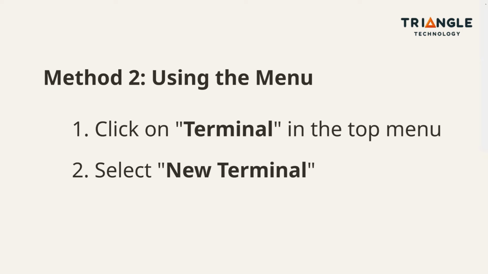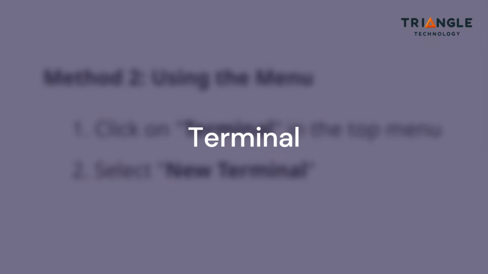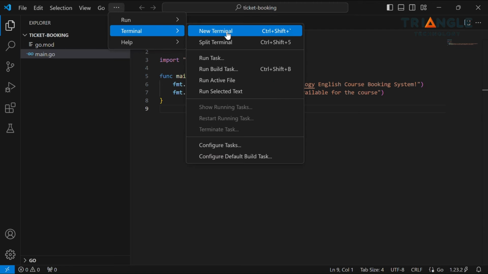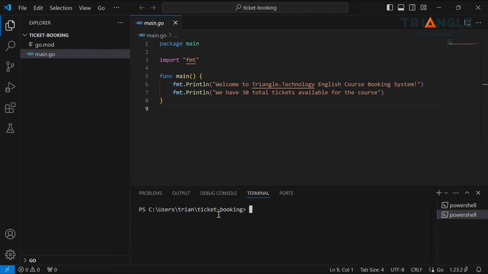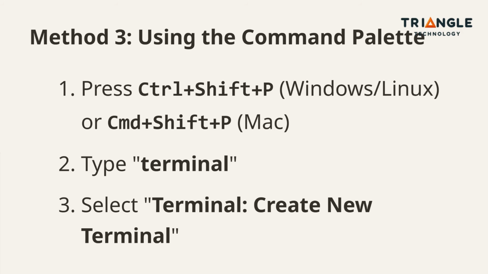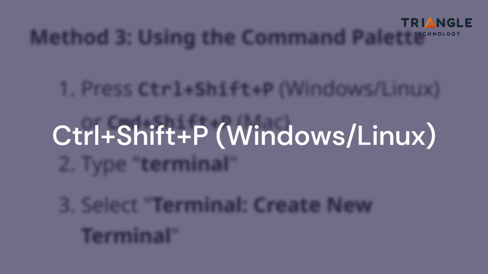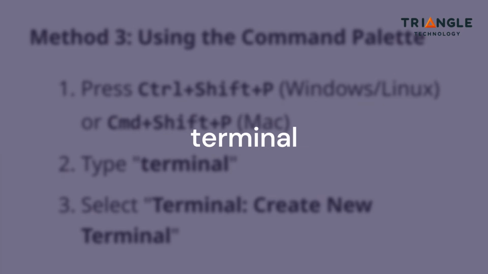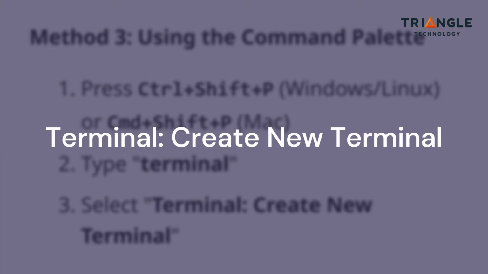Method 2, using the menu. Click on Terminal in the top menu. Select New Terminal. Method 3, using the command palette. Press Ctrl-Shift-P, Windows or Linux, or Cmd-Shift-P, Mac. Type Terminal. Select Terminal: Create New Terminal.